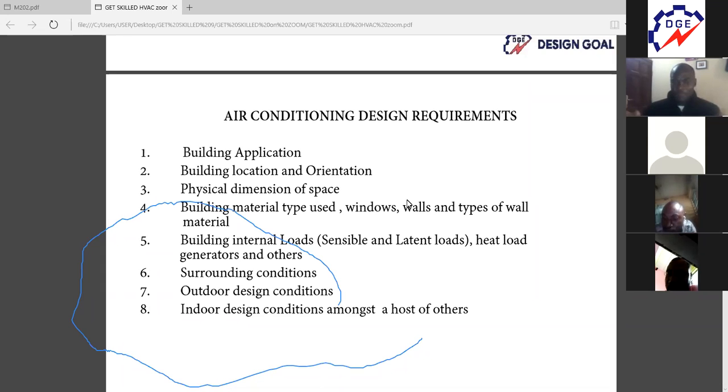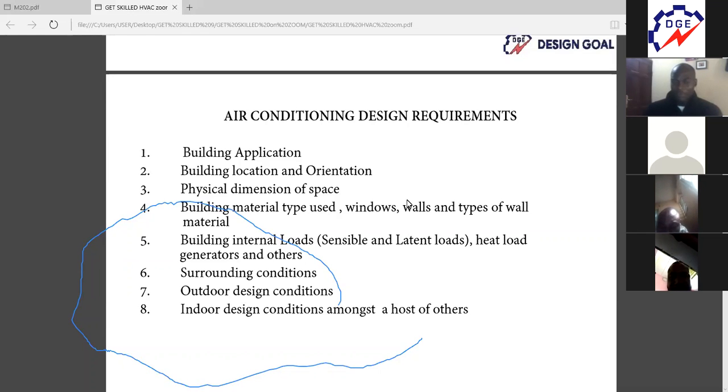Then we have building loads. I know a number of you might have heard of sensible heat loads, latent heat loads, the difference between those loads and how those loads apply in different application systems for human loads, for equipment load, for building load, for orientation load, and the rest of it. We have heat load generators, then others. Because heat load generators are various kinds of items that develop various kinds of heat within your space.